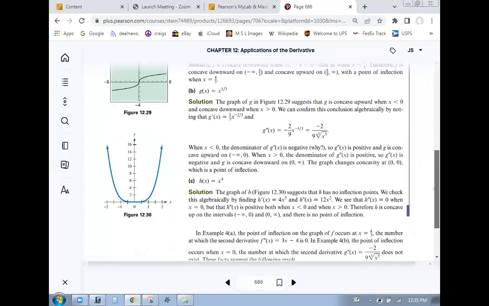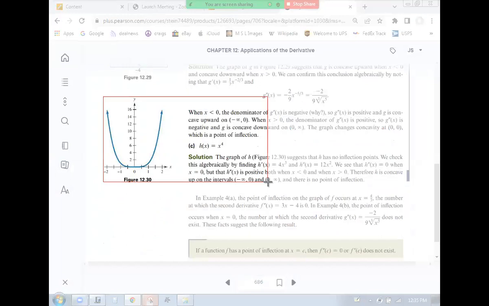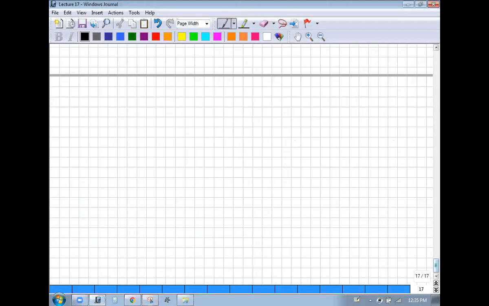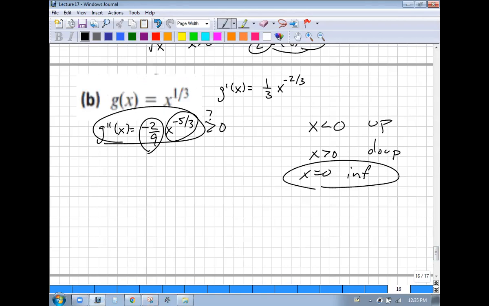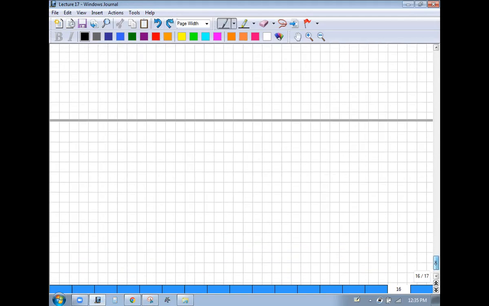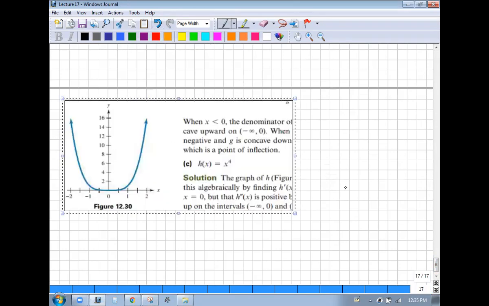Let's look at C here. Quick note, when x is 0, this thing's undefined, right? Can't divide by 0. That tells you in this case it's an inflection point. This one has the picture.